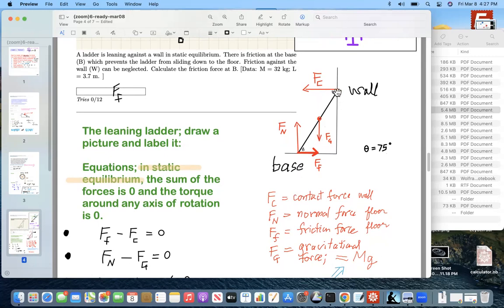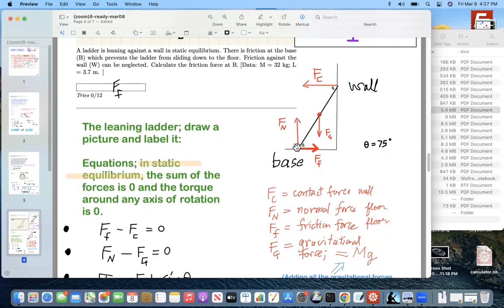Now, there's a contact force with the wall, but no friction. So that's just a normal force. There's a normal force at the ground. So let's call that Fn. And then there's a frictional force, which is opposite to the direction that the ladder would slide if it could slide. If the ladder could slide, it would slide out to the left. So the frictional force is to the right. So I have these four forces.